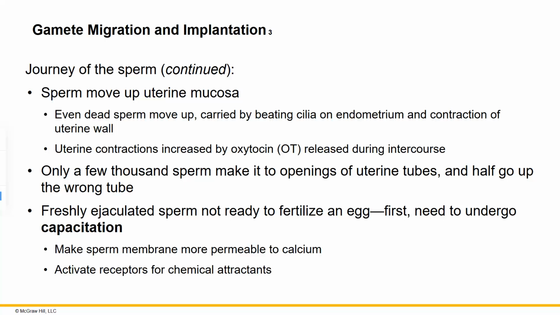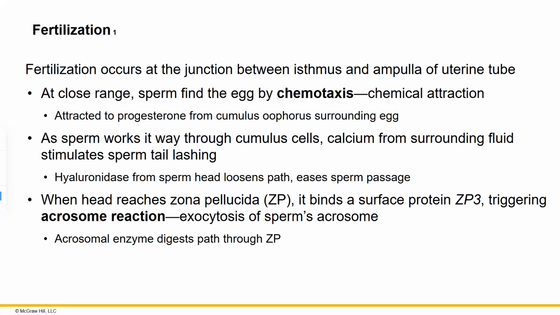Freshly ejaculated sperm are not ready to fertilize an egg. They first need to undergo capacitation. It makes the sperm membrane more permeable to calcium and activates receptors for chemical attractants. Fertilization occurs at the junction between the isthmus and ampulla of the uterine tube. At close range, sperm find the egg by chemotaxis, chemical attraction. They're attracted to progesterone from the cumulus oophorus surrounding the egg. As the sperm works its way through cumulus cells, calcium from the surrounding fluid stimulates the sperm tail lashing.